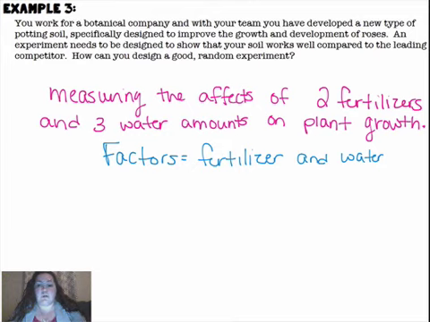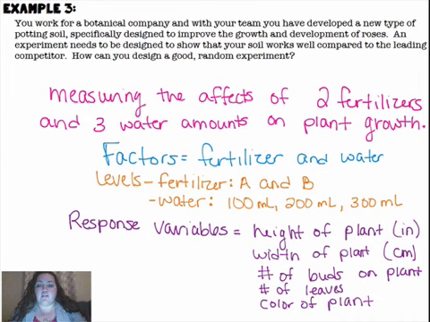My factors would be fertilizer and water. So the different type of fertilizer I use and the different amount of water. The levels, well, for fertilizer, I would have fertilizer A and fertilizer B. As I said, I had 2 different fertilizers. And I would also have, for water, as one of my factors, the levels would be 100 milliliters, 200 milliliters, 300 milliliters. So those are examples of how your factors can break up into levels. And then my response variable would be the height of the plant, maybe the width of the plant, maybe the number of buds on the plant or the number of leaves, or maybe just the color of the plant. How are you going to be measuring which one's better?